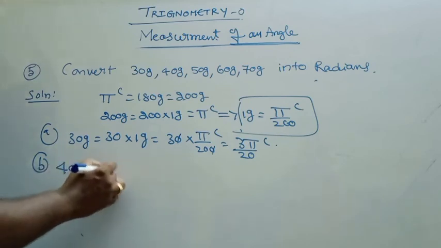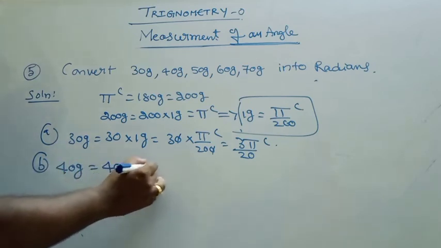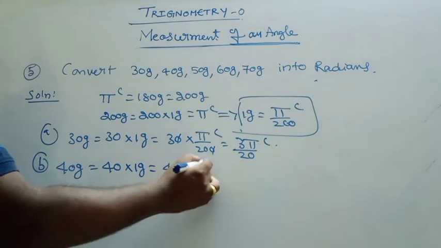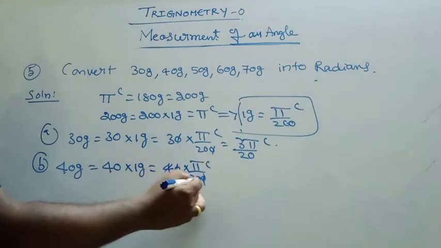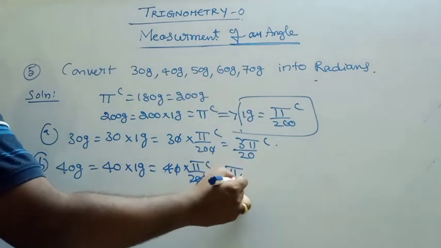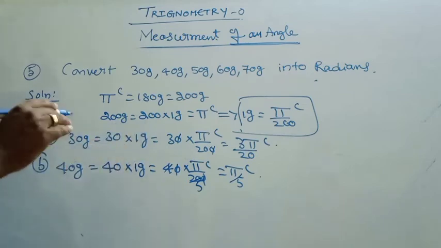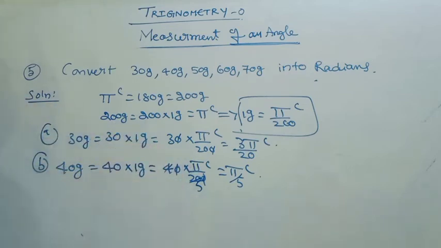Now B, you have here 40 grades. This is 40 into 1 grade, which is equal to 40 into pi by 200 radians. 4 ones are 4, 4 fives are 20. This is pi by 5 radians, right? 40 grades is equal to 40 into 1 grade, that we can write as pi by 200 into 40, 4 ones are 4, 4 fives are 20, pi by 5 radians.